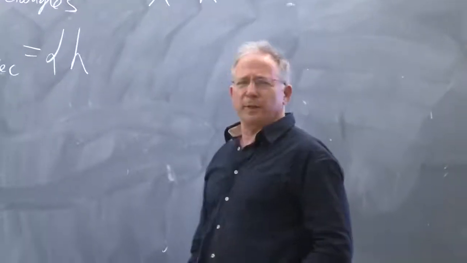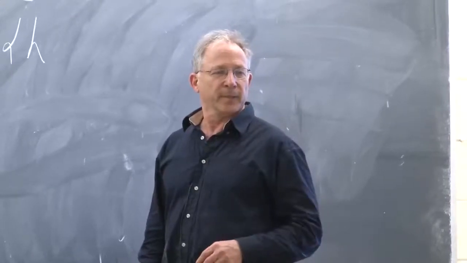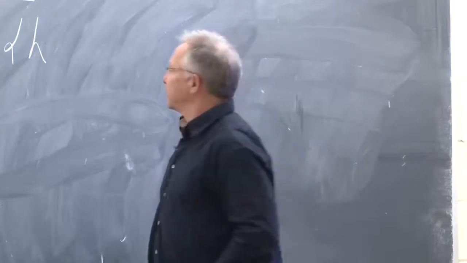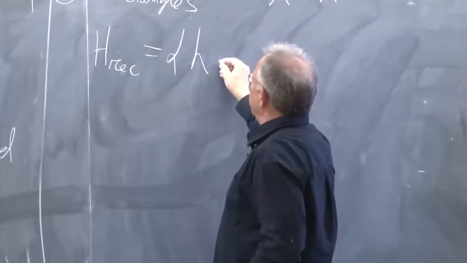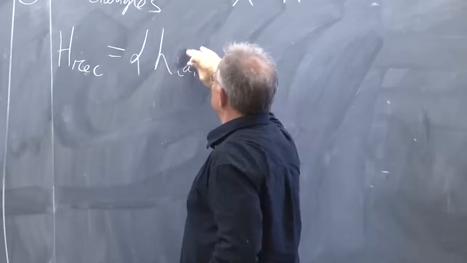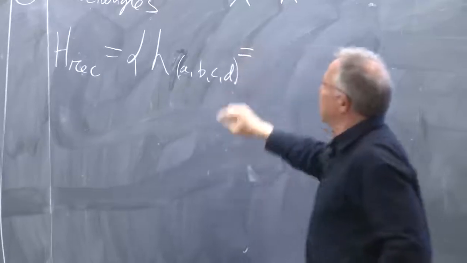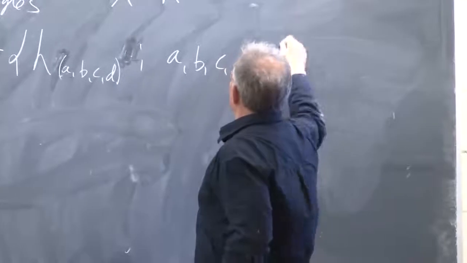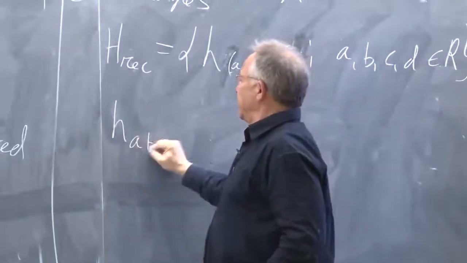And now what do I have to give you in order to give you a rectangle? Right. So I need to give you points. H is defined by two intervals, say A, B, C, D, such that A, B, C, D are real numbers, and H, A, B, C, D.